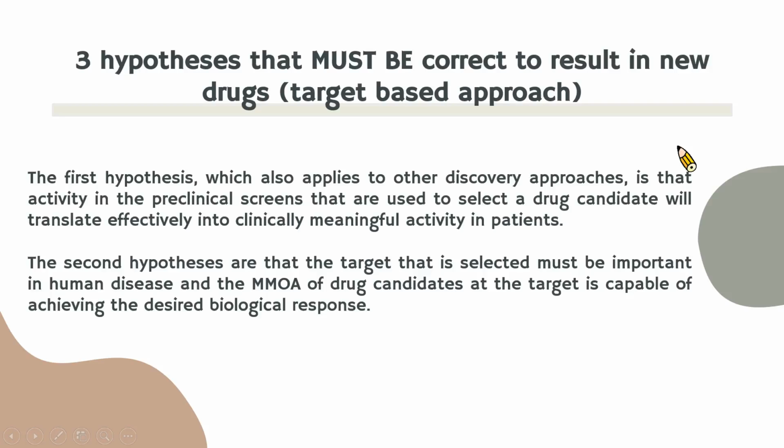There are 3 hypotheses that must be correct to result in new drugs. The first hypothesis, which also applies to other discovery approaches, not only the target-based approach, is that the activity in the preclinical screens that are used to select a drug candidate will translate effectively into clinically meaningful activity in patients. The second hypothesis is that the target that is selected must be important in human disease, and the MMOA of the drug candidates at the target is capable of achieving the desired biological response.